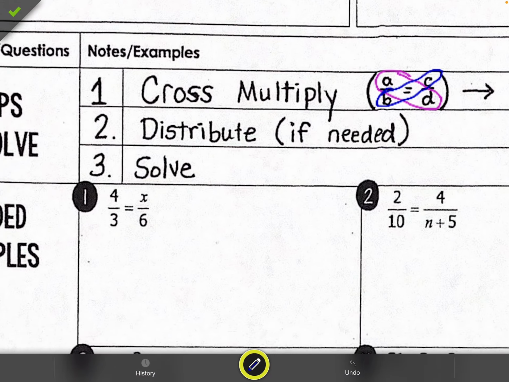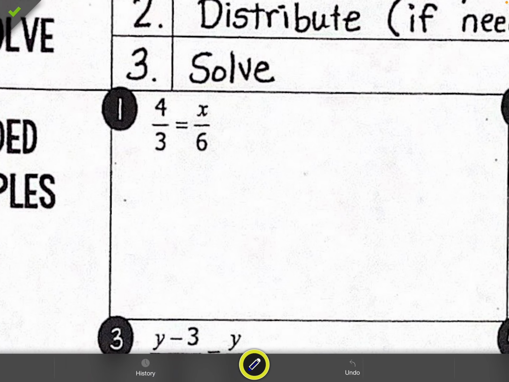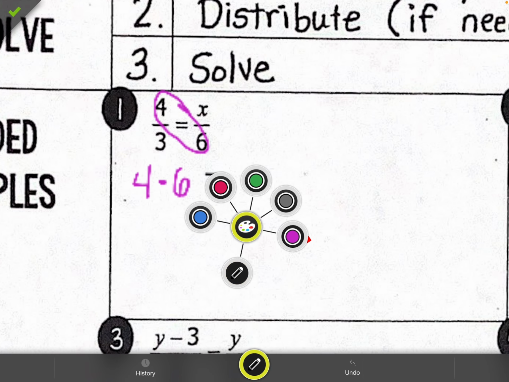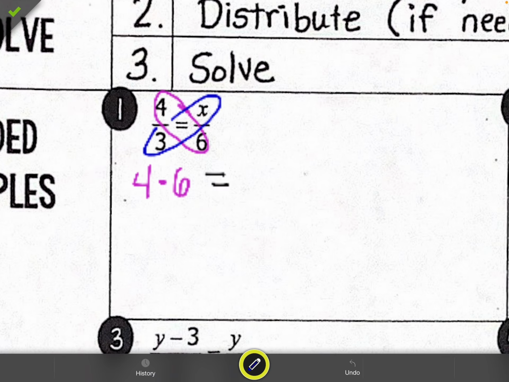So let's take a look at the first example. So we have 4/3 equals x over 6. So what we're going to do is we're going to say 4 times 6, and write that down just so you know where you're getting your numbers from. And we're going to set that equal to, now we're going to cross multiply the other 2, 3 times x. So we just write that down. Now, honestly, it doesn't matter if you do 4 times 6 first or if you do 3 times x first. It doesn't matter which part. I just tend to start at the top and cross multiply that way.